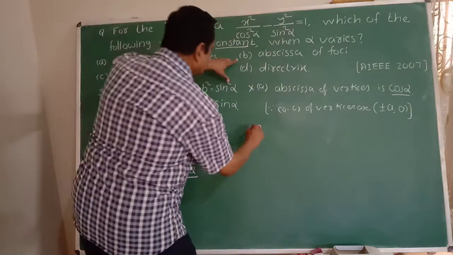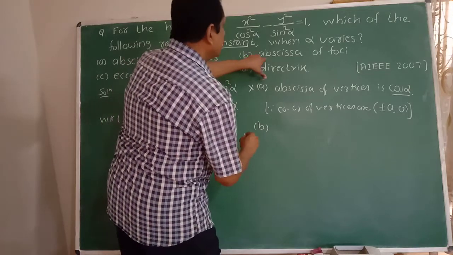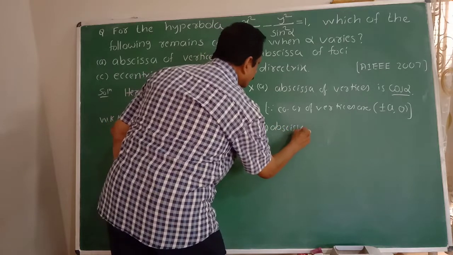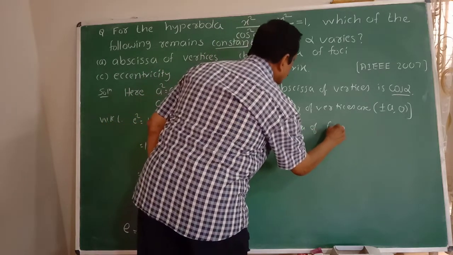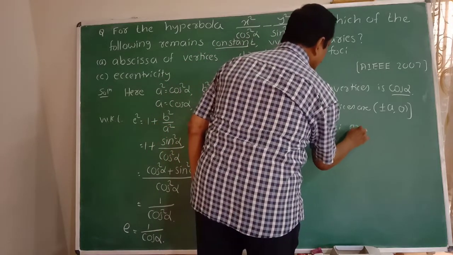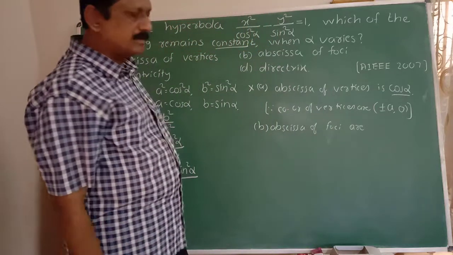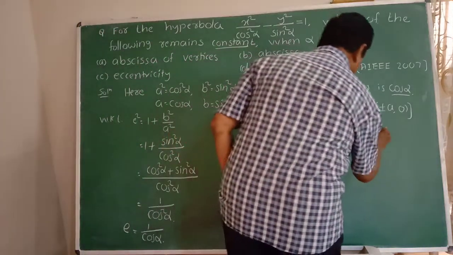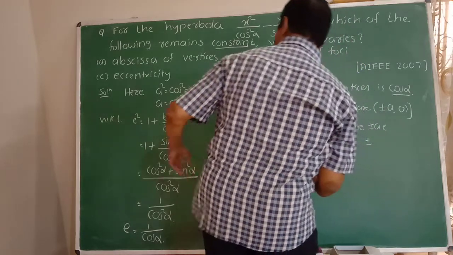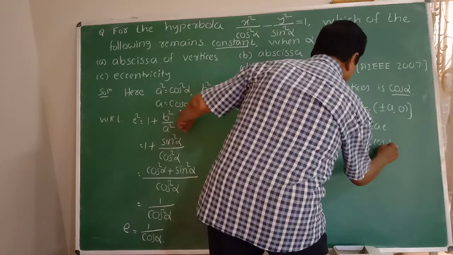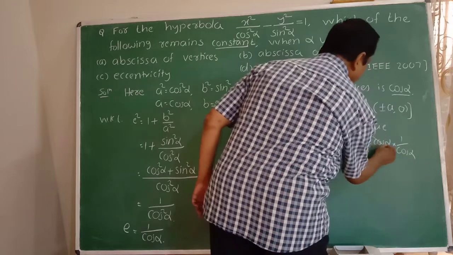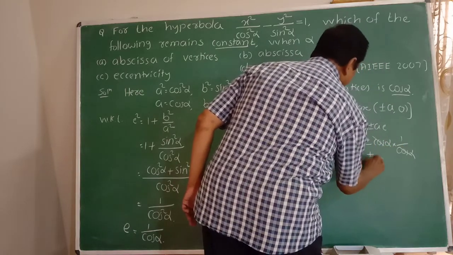If we take the second option, the abscissa of the foci. So what is the abscissa of the foci here? The foci are (ae, 0), so the abscissa is plus or minus ae. Therefore a is cos alpha and e is 1 by cos alpha. 1 divided by cos alpha cancels, so obviously it is plus or minus 1.